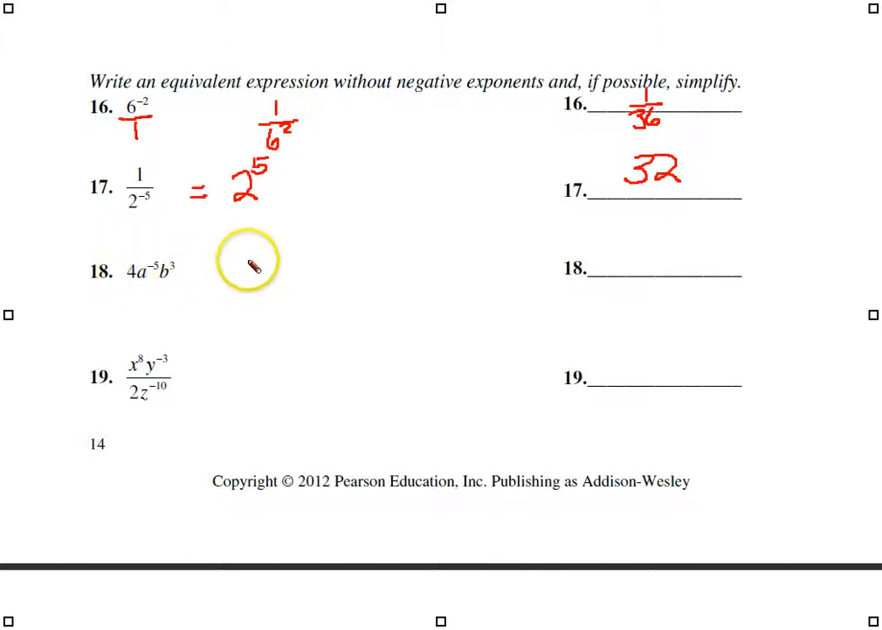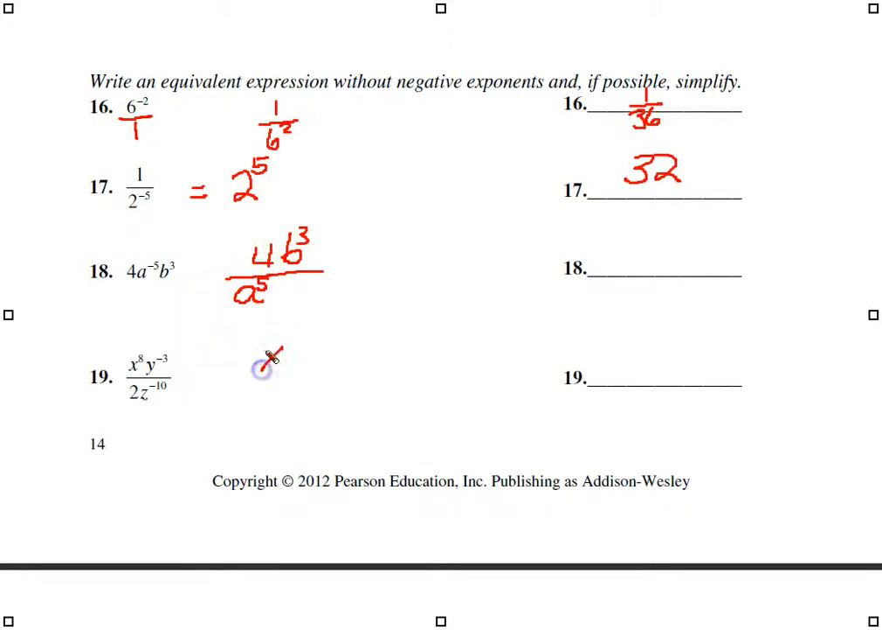And here we have the 4. Now the a to the -5 goes down below as a to the 5th, and the b to the third, I'm sorry, b to the third stays up on top. So we've got all positive exponents, and there's nothing to simplify there.